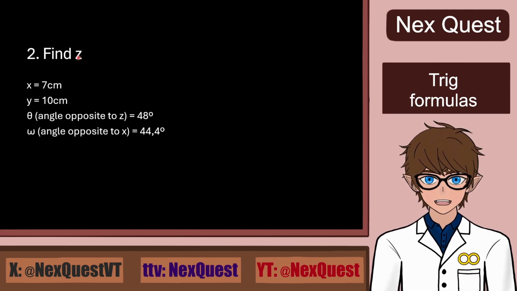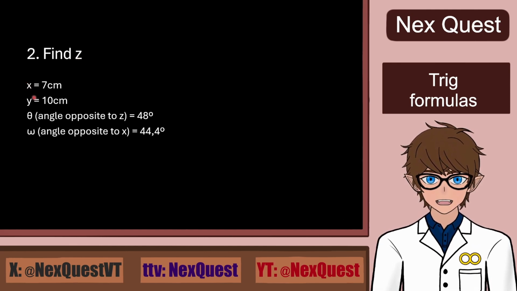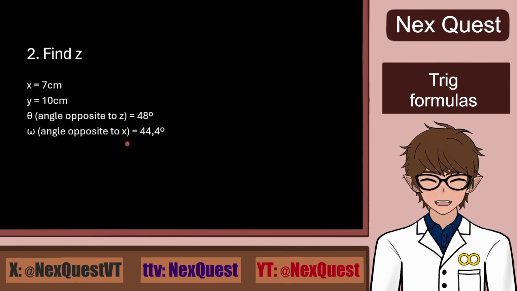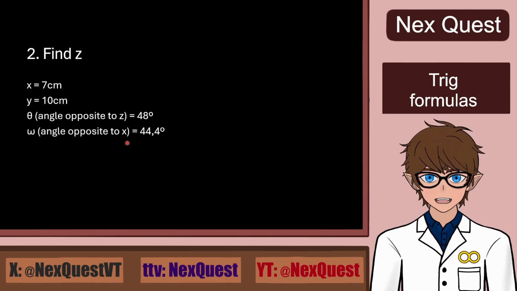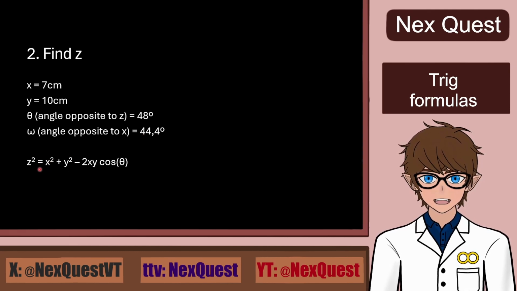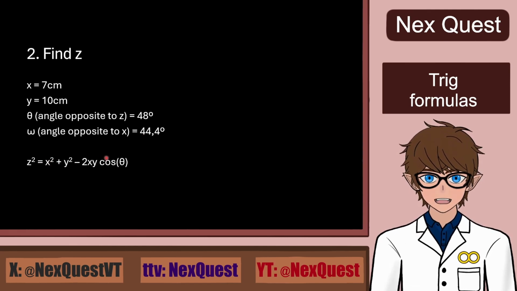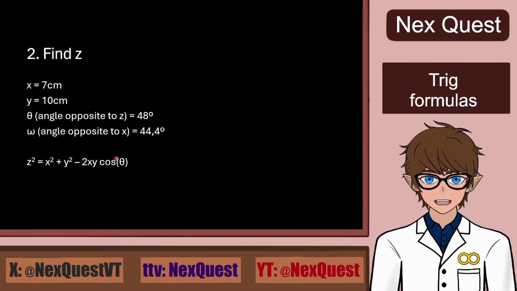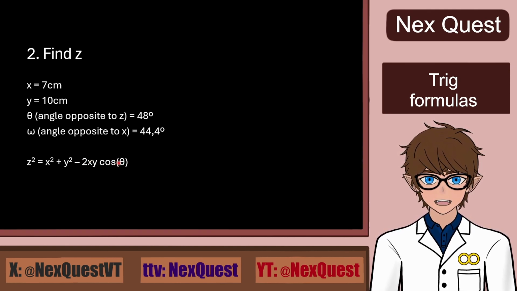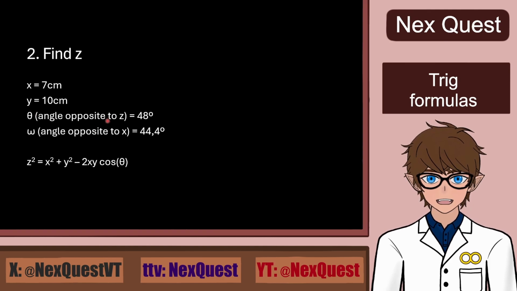Here we need to find the z value. We're given the x and y sides, and we're given the angles opposite to z and opposite to x. Here we can solve this in one of two ways. We can either use sine law or cosine law. I will use the cosine law since we did the other one before. We remember that cosine law is like a Pythagorean theorem, but from it we subtract 2 times the product of both other sides times cosine of the angle opposite to the side we're calculating. So in this case, theta, which is opposite to z.